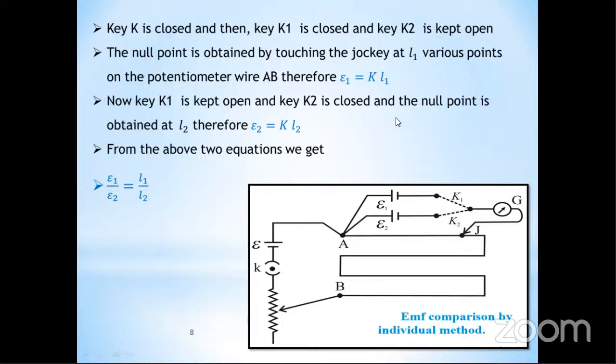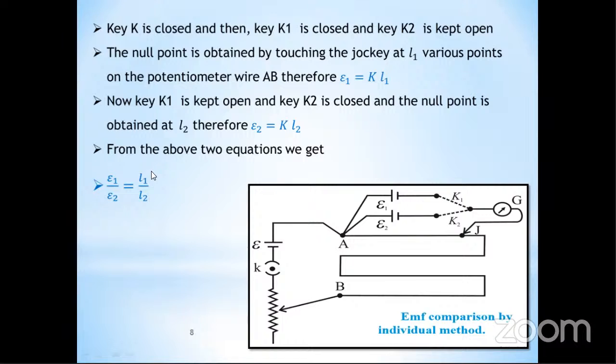So, E1 divided by E2 is equal to KL1 divided by KL2. K gets cancelled, and therefore E1 divided by E2 is equal to L1 divided by L2. As I told you at first, if E1 is equal to 3 and E2 is 1.5, the ratio is theoretically 3 divided by 1.5, which is equal to 2. The same ratio we obtain for L1 divided by L2.